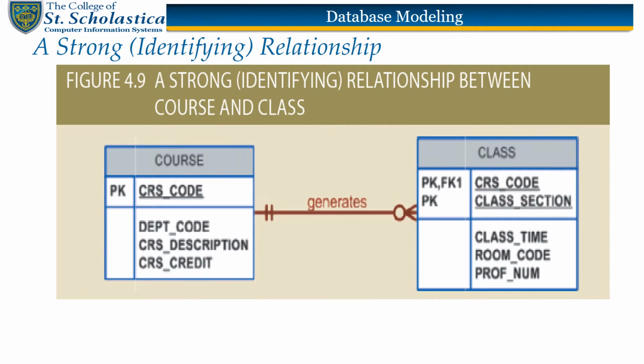In Figure 4.9, the class entity primary key is composed of course_code and class_section. Therefore, a strong relationship exists between course and class because course_code, the primary key of the parent entity, is a primary key component in the class entity. In other words, the class primary key did inherit a primary key component from the course entity. The crow's foot notation depicts the strong or identifying relationship with a solid line between the entities.